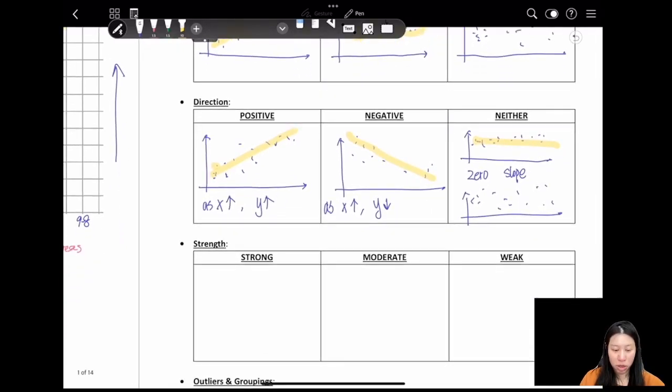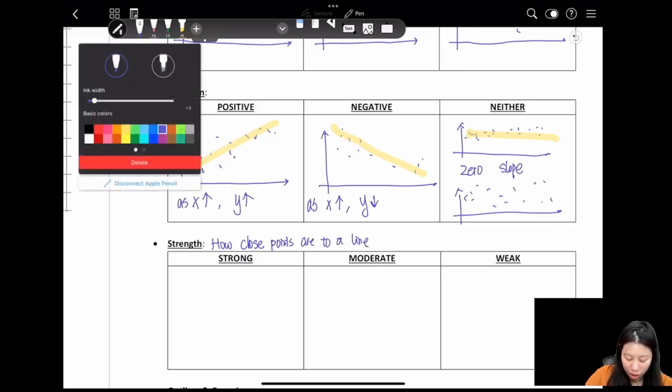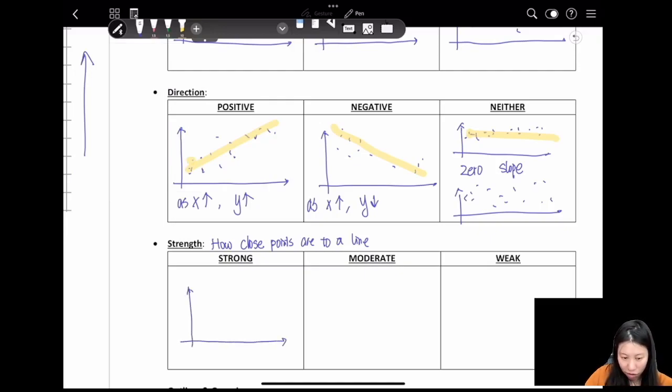Okay, so strength. How strong are the correlations? That means how close the points are to the line. For example, these have a positive correlation. So this is the line. If the points look like this, basically you can see they're really close to the line. So we call this a really strong correlation.